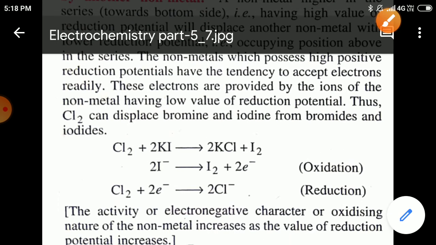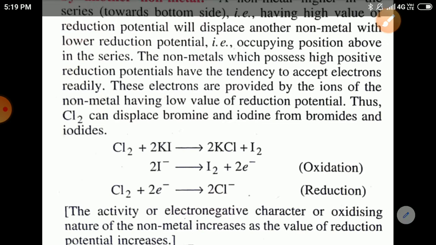For example, here chlorine. In other words, these electrons are provided by the ions of the non-metal having a low value of reduction potential. Therefore, chlorine can displace bromine and iodine from bromide and iodide. So here chlorine reacts with potassium iodide to form potassium chloride plus iodine.